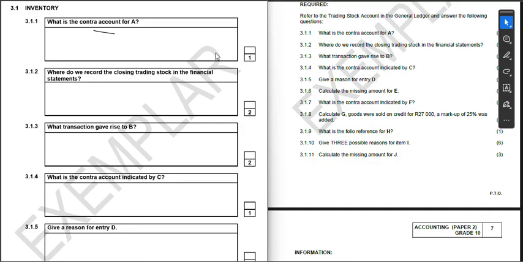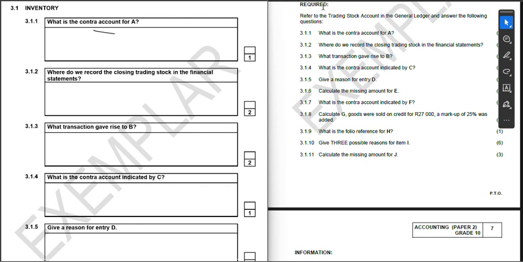Today we are concluding with paper 2 of accounting, the 2023 exemplar question paper. So we're left with question 3 and question 4. These two questions will be done today under this video. So without further ado, let us continue.